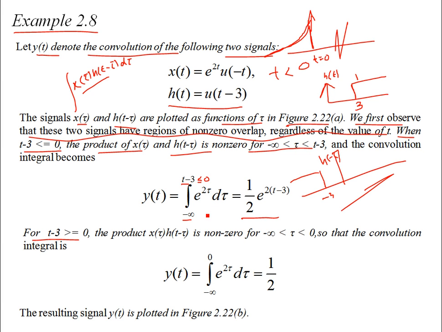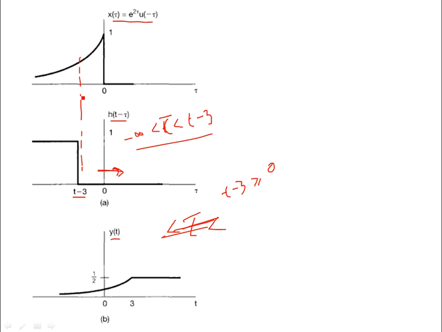So for this region, from minus infinity to 0, if you consider this limit, the product x(τ)h(t−τ) is still non-zero from minus infinity to 0. So the convolution integral becomes half over here. Okay, and this is the asymptotic output of y(t) as a limit. You see, you keep on integrating, you keep on shifting this. Okay, now, for example, let's call this limit at minus infinity. So this is the decaying input.